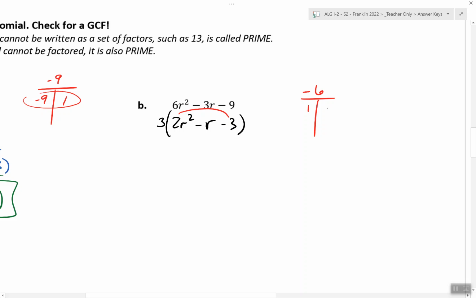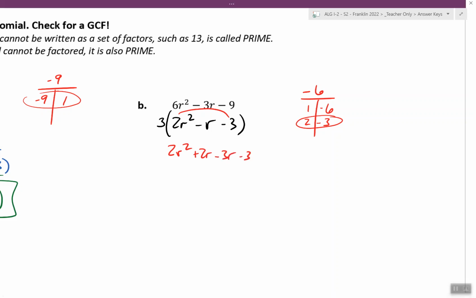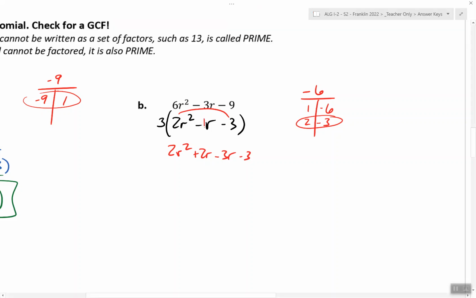So, if you try 1 and 6, no matter which one of those you make negative, you won't get negative 1. Let's try 2 and 3. There we go. If we make the 3 negative, negative 3 plus 2 is negative 1, so that does work. So let's split that middle term: 2r squared plus 2r minus 3r minus 3.